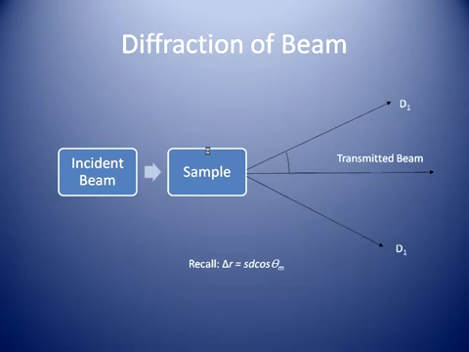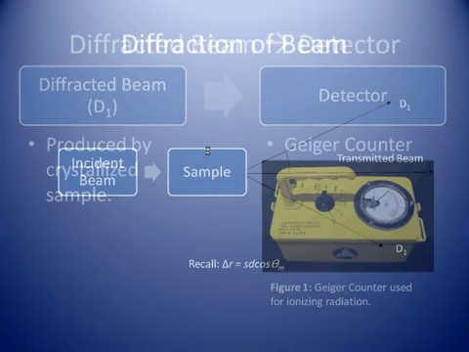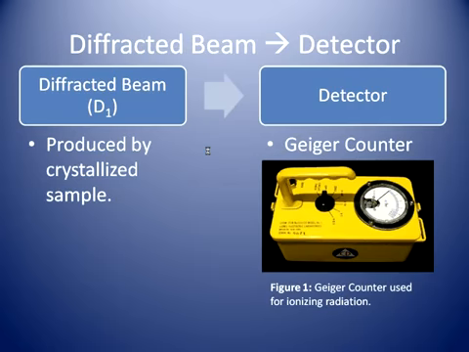The beam is diffracted as it passes through the sample. D sub 1 shows you a clear example of a diffracted beam, and of course you always have a transmitted beam that travels through the sample. The sample is usually a crystallized molecule. Now, the diffracted beam, as explained earlier, is produced by a crystallized molecule. The diffracted beam goes on to the detector, which is usually a Geiger counter.